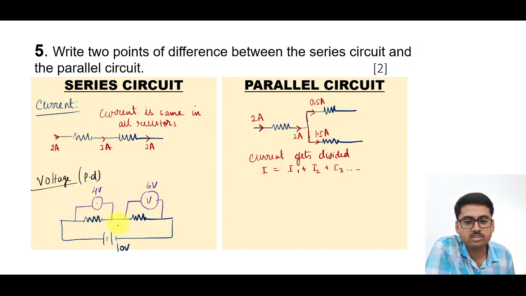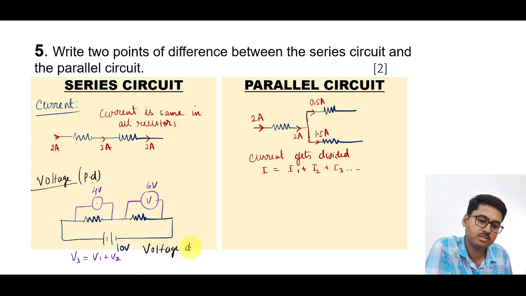So actually, the voltage gets divided among the resistors. If I call this V1 and V2, you can say the voltage supplied is equal to V1 plus V2, or you can say voltage gets divided in case of series circuit, and the division is proportional. So we can say voltage gets divided proportionally.